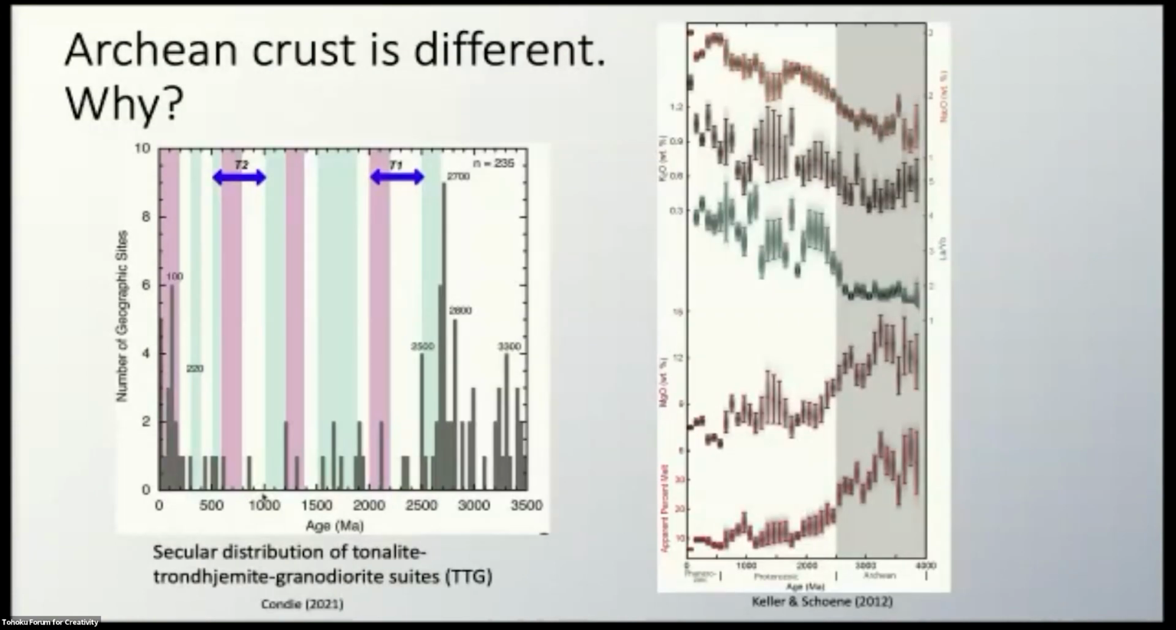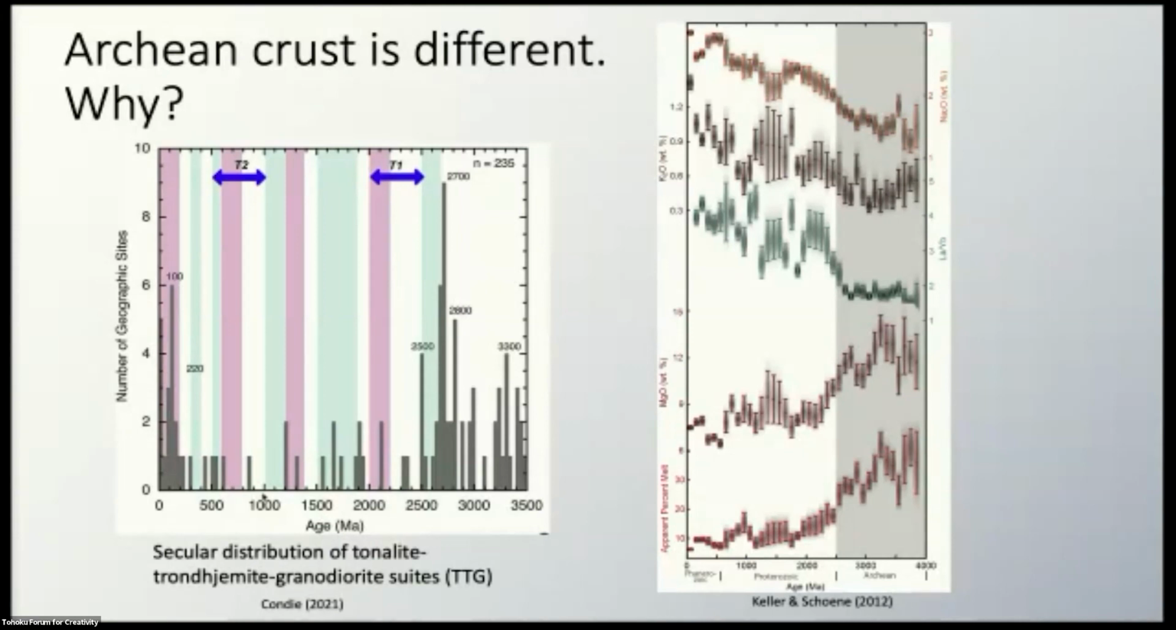Okay. Now, the other thing about crustal evolution is that Archean crust is somehow fundamentally different. This is a slide from Kent Condie showing the distribution of TTG, or tonalite-trondhjemite-granodiorite suites, which dominate the Archean and then more or less disappear at the end of the Archean. Something's fundamentally different.